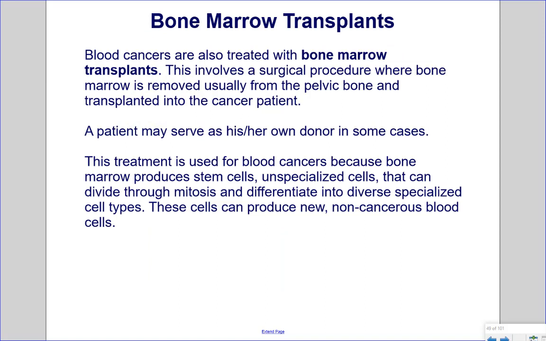Bone marrow transplants. Blood cancers are also treated with bone marrow transplants. This involves a surgical procedure where bone marrow is removed, usually from the pelvic bone, and transplanted into the cancer patient. A patient may serve as his or her own donor in some cases. This treatment is used for blood cancers because bone marrow produces stem cells, unspecialized cells, that can divide through mitosis and differentiate into diverse specialized cell types. These cells can produce new, non-cancerous blood cells.